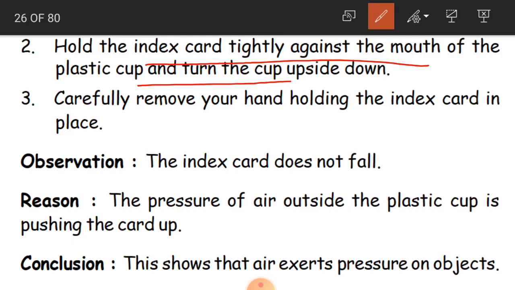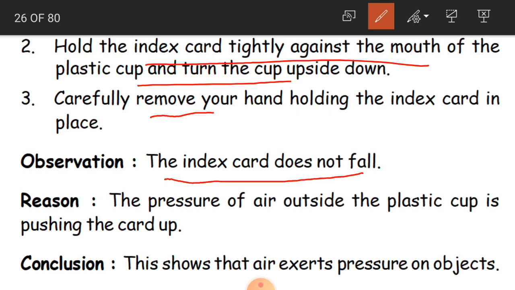Now what do you do? Because now you are holding your hand on the cardboard, and you are just reversing it. Now slowly you just remove your hand. You just slowly remove your hand holding this card. Okay, and what happens? The index card does not fall. We feel that the card is going to fall down. At the same time, even the water also will come out of the cup. But this is like a magic for you. The index card, it does not fall. It is not going to fall down.